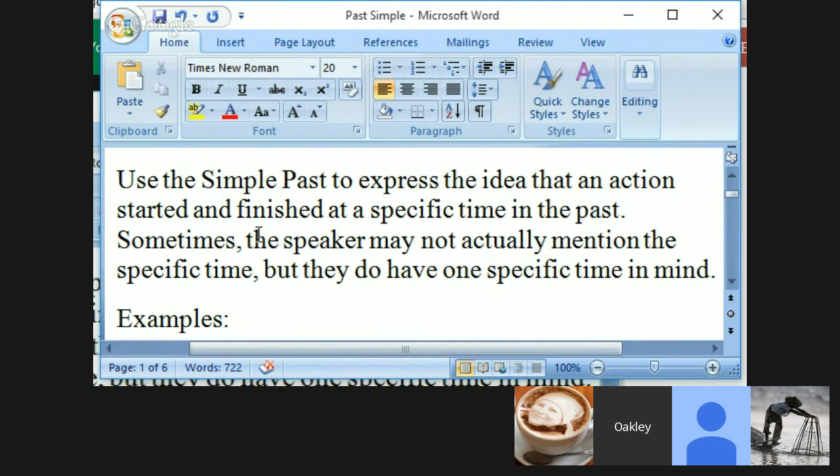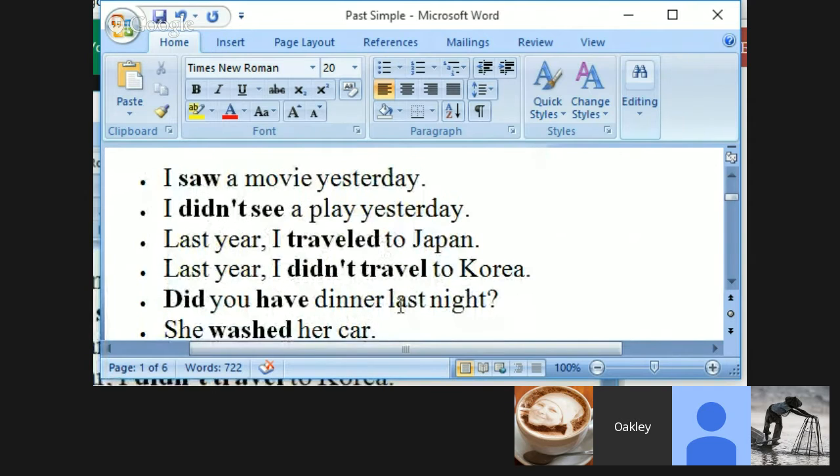Sometimes the speaker may not actually mention the specific time. That's actually quite normal. But the speaker probably has a specific time in their mind as they say it. Some examples. I saw a movie yesterday. All right, you're finished. You're done. I didn't see a play yesterday. Last year, I traveled to Japan. All right, the trip is finished.